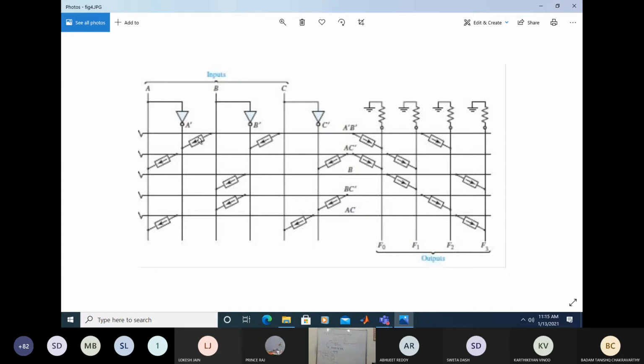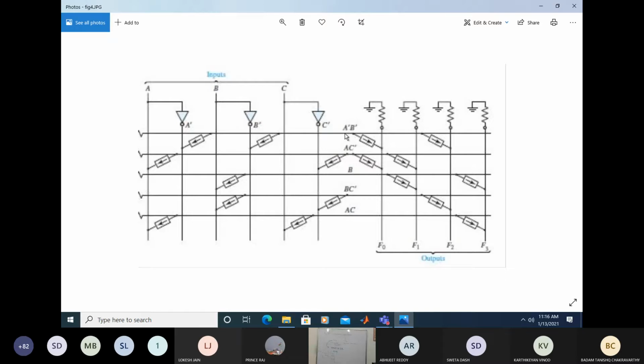A dash, B dash, the switch and the switch is there. So I have prepared an AND gate between them. Is that correct? Similarly, AC dash. Similarly, B. Similarly, BC dash. Similarly, AC. Is that correct or not, everyone? Easy? Yes, ma'am. Right.